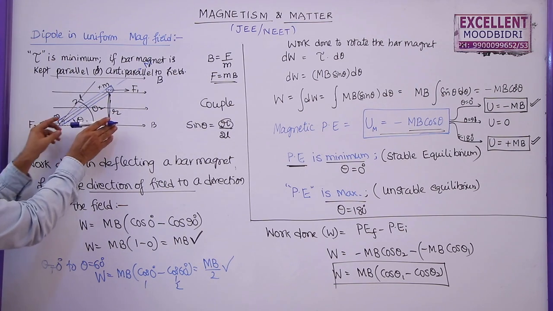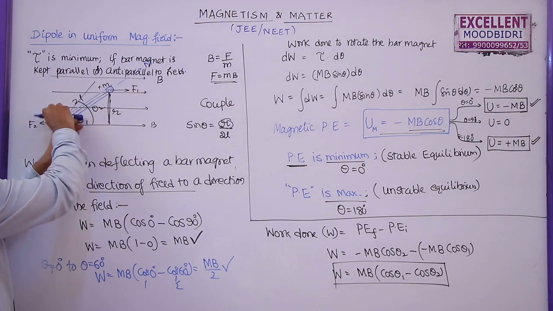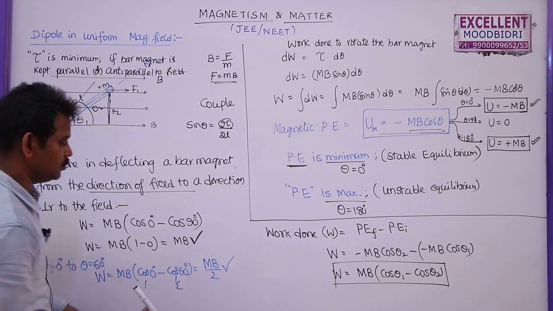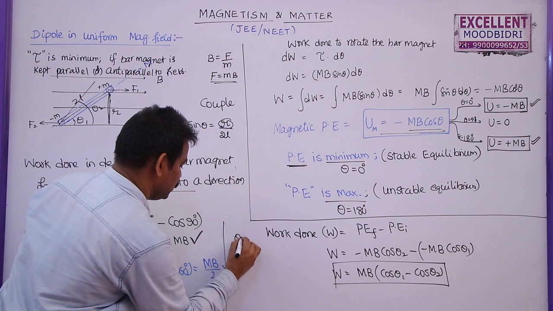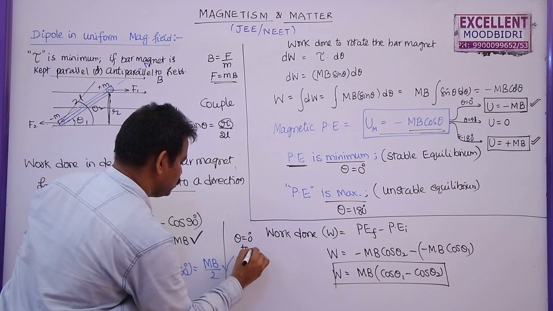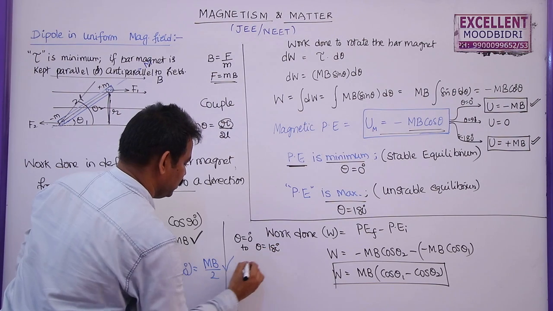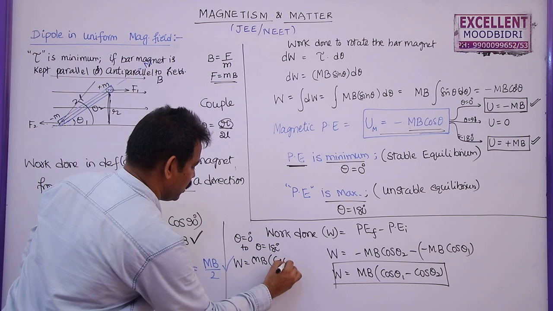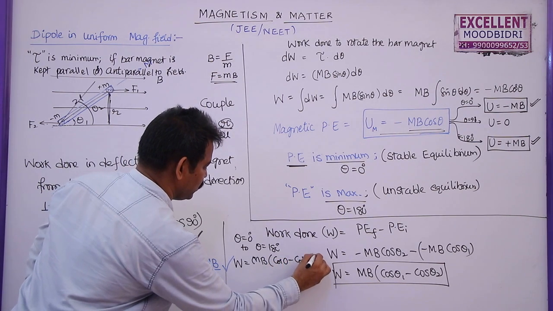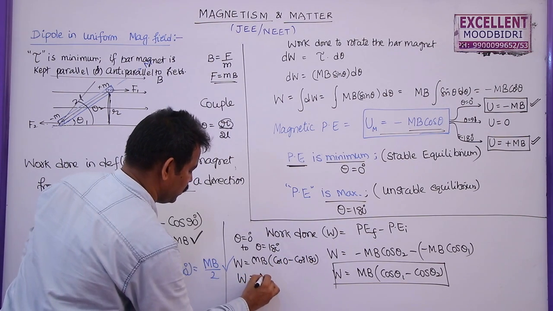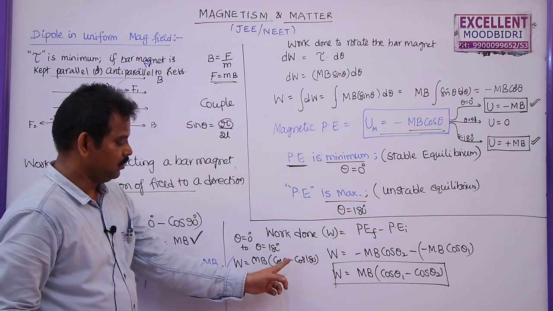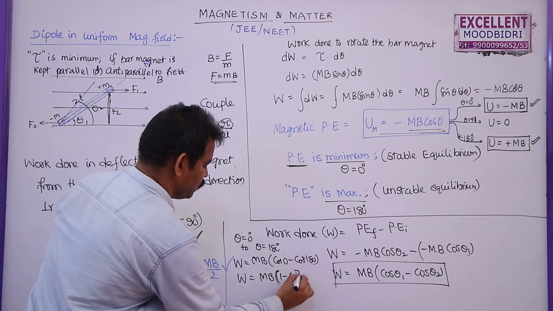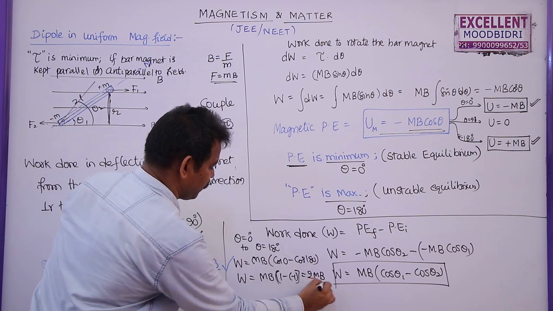Suppose I wish to rotate the dipole from parallel to anti-parallel to the field. In such a case, what is the work done? That is theta 0 to theta 180 degrees. The total work done is equal to mB (cos 0 minus cos 180). So work done is mB times 1 minus of minus 1, which is equal to 2 mB.